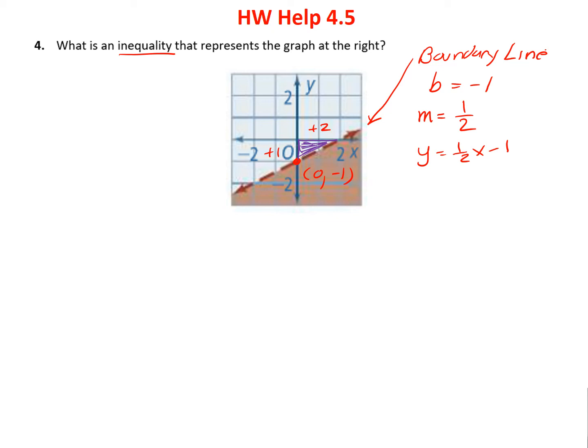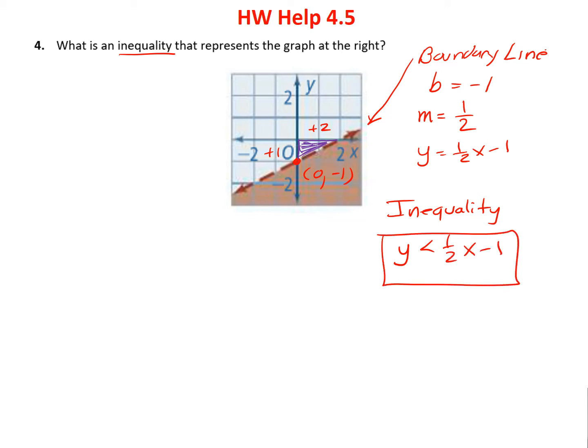Now notice, however, that our line, first of all, is dotted. So that means when I come to the inequality, I'm going to have y, and I'm not going to have the equal sign. Second thing, I notice that we have everything below the line, so that makes this y less than 1/2 x minus 1, and that's my inequality. Notice two things. The dotted line means I don't have less than or equal to, and then all my shaded area is below the line, so it's less than, not greater than.